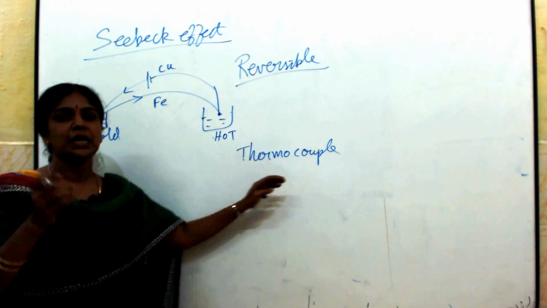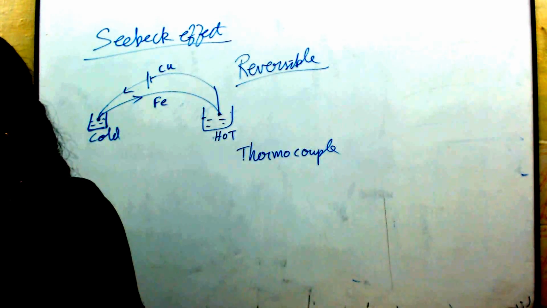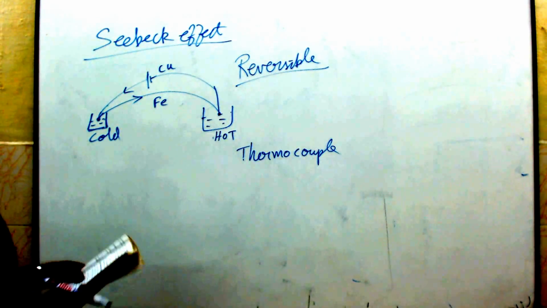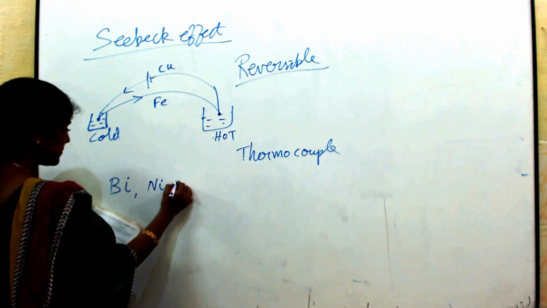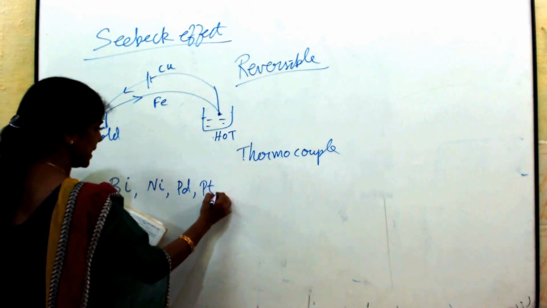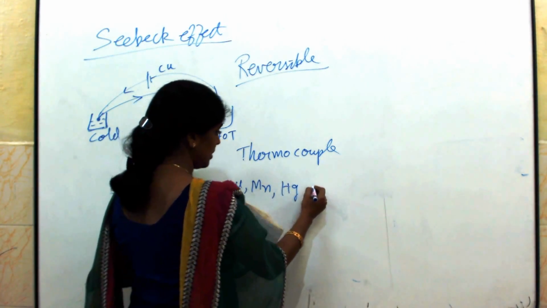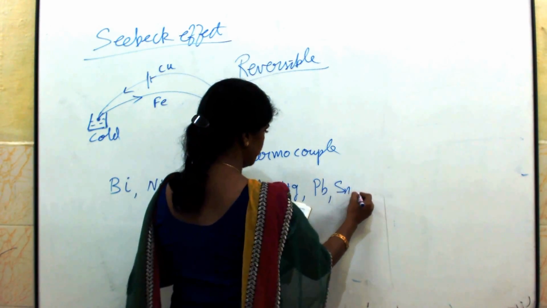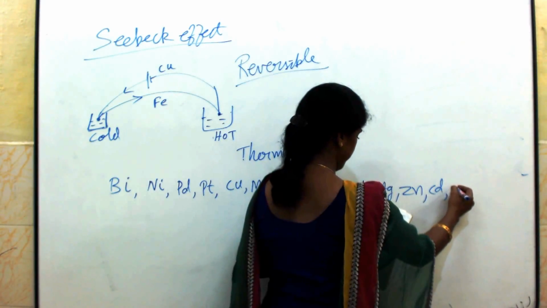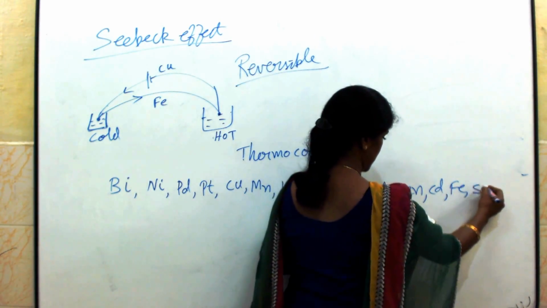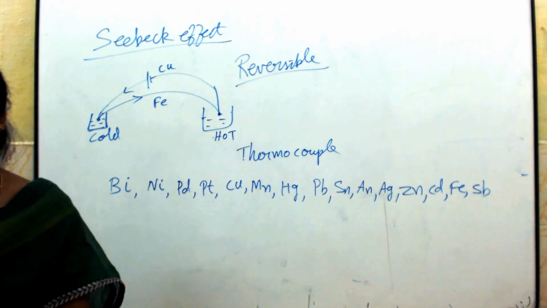That series he called the thermoelectric series. What did he call that series? He called it the thermoelectric series. So he listed the metals like this: first bismuth, nickel, lead, platinum, copper, manganese, mercury, lead, tin, antimony, silver, zinc, cadmium, iron and antimony. Like this he listed all the metals.